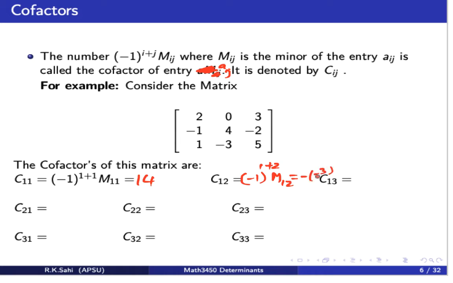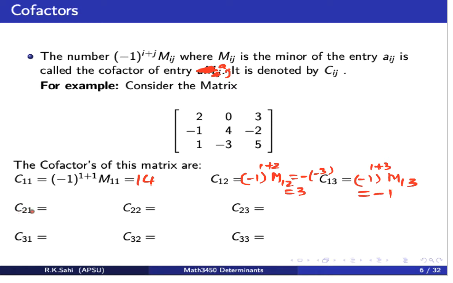You can go back and look. So the final answer for C12 is a 3. Let's look at C13. C13 is minus 1, 1 plus 3 times M13. So this is positive, guys. So minus 1 to the power 4. So it's simply minus 1 as what is M13.